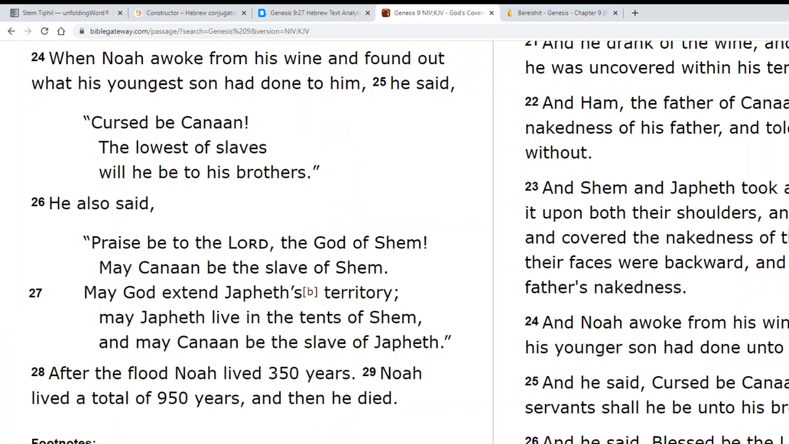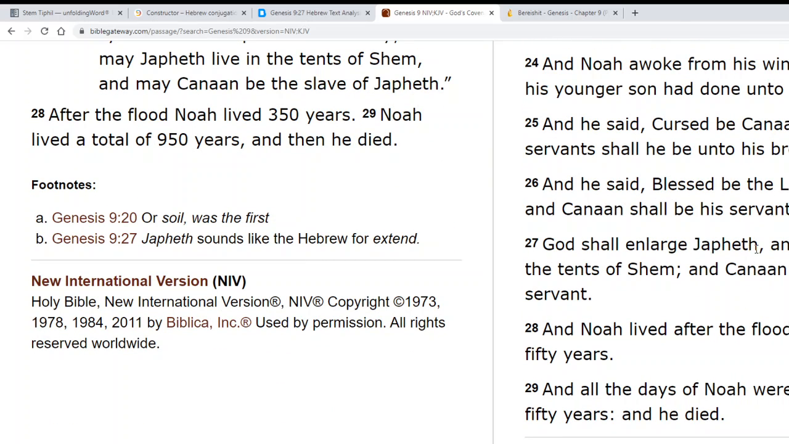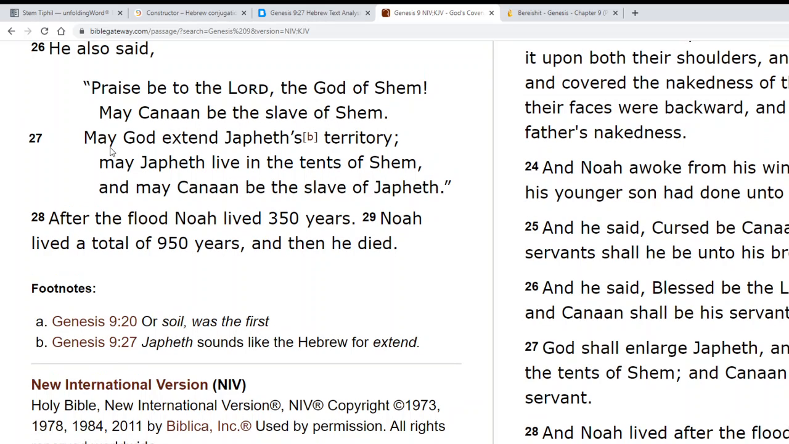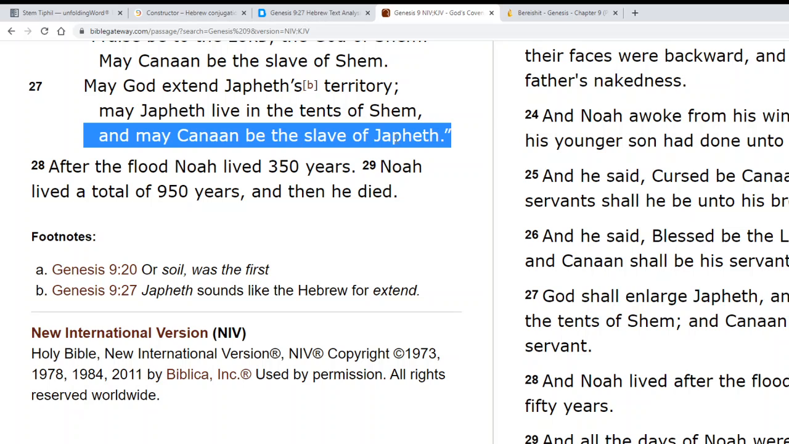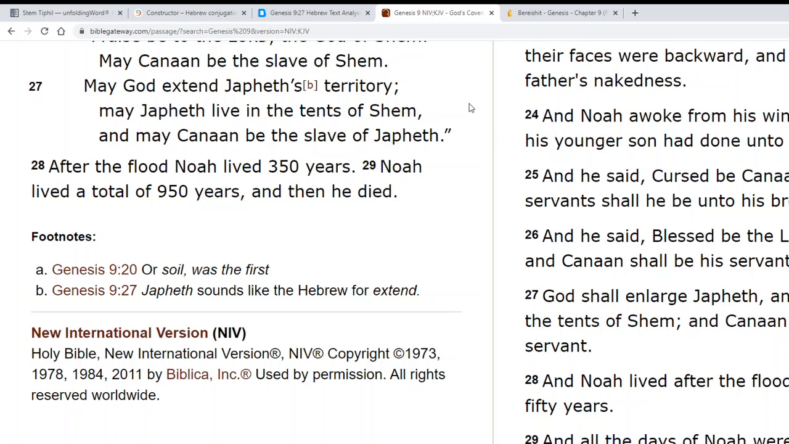Let's look at verse 27. God shall enlarge Yafet, and he shall dwell in the tents of Shem, and Canaan shall be his servant. Okay, verse 27. In the NIV, may God extend Yafet's territory, and yeah, they put in the notes, Yafet sounds like the Hebrew for extend, right? Territory, may Yafet live in the tents of Shem, and may Canaan be the slave of Yafet, right? So actually, I'm not sure that Lamo is clearly going towards Yafet. It may be going towards Canaan. So I don't like how they inferred that at all. I would not do that. I would stick with the King James, with his servant.